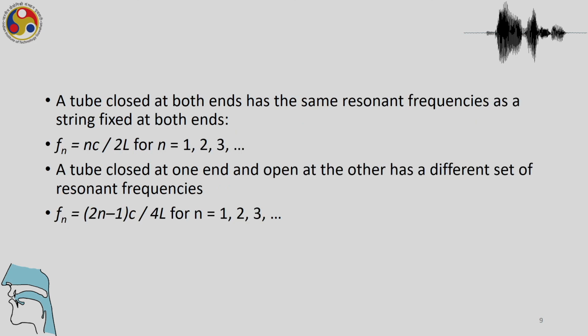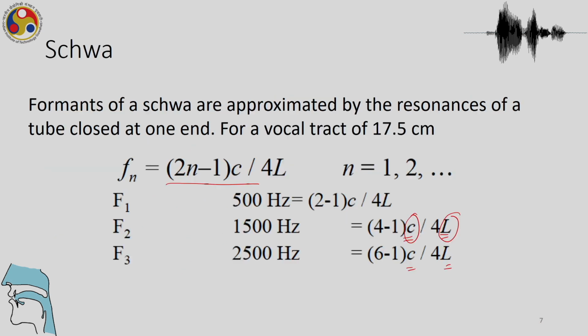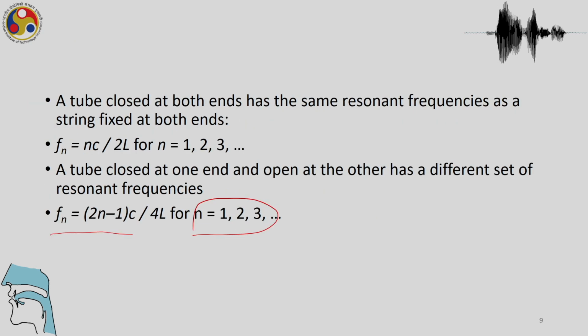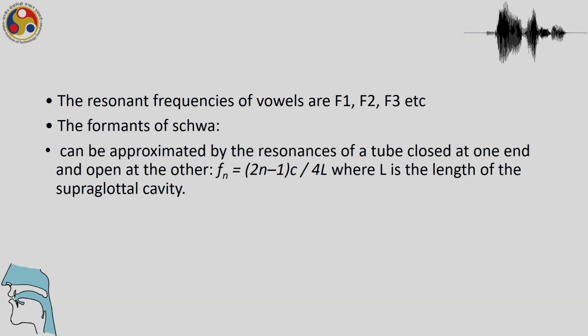So as we've just mentioned, a tube closed at both ends has the same resonant frequencies as a string fixed at both ends, and a tube closed at one end and open at the other has a different set of resonant frequencies. So Fn equals (2n minus 1) multiplied by c divided by 4L, where n equals 1, 2, 3, etc. This was what was used for the calculation of the formants of the schwa, as you can see, and again that is used for all the vowels where a tube is closed at one end.